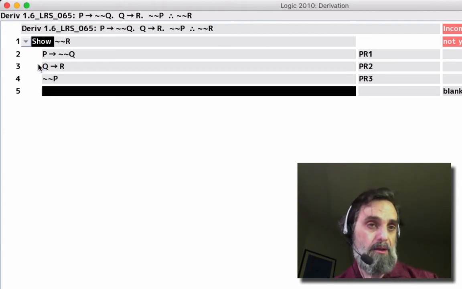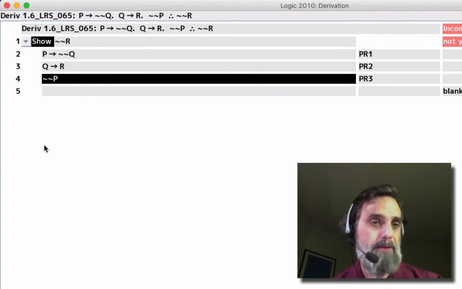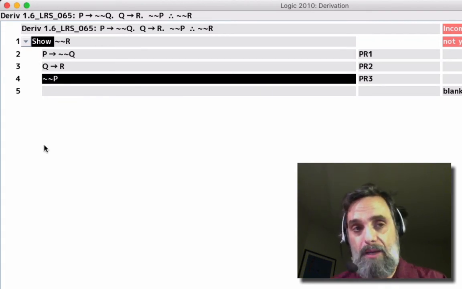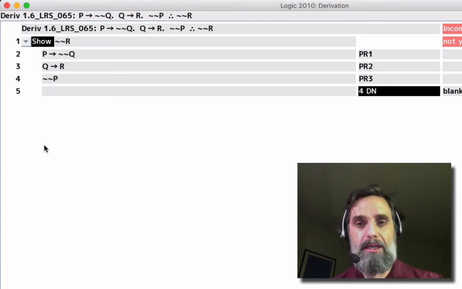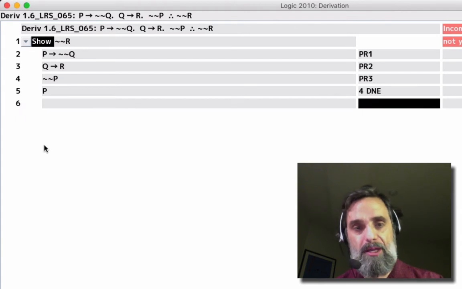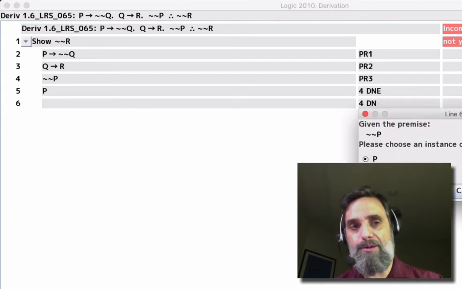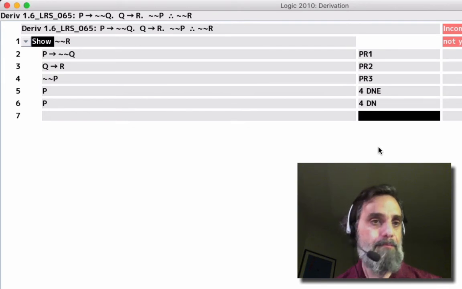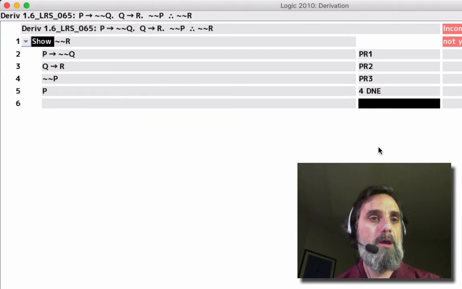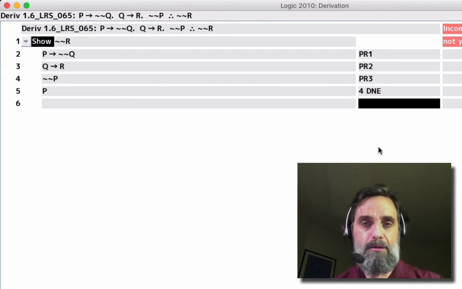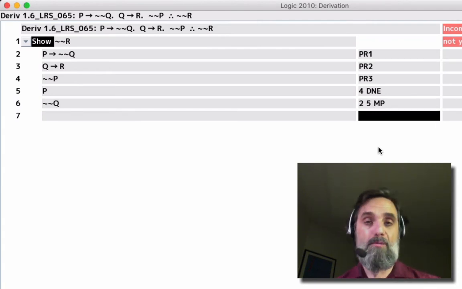So we're sort of stuck, except we're not really stuck, because we look at our other line, our line 4, it's negation P. Okay, well that's not P, but we can turn it into P. So we're going to apply 4 DN, and it's DNE for double negation elimination. We could have just said 4 DN, and then chosen P. Either works, okay? We'll say DNE, but we don't have to use it. So that was to get us the antecedent of line 2. So now we have a conditional on line 2, its antecedent on line 5. We say 2, 5, modus ponens. Good, we get negation Q. All right, we're moving forward.